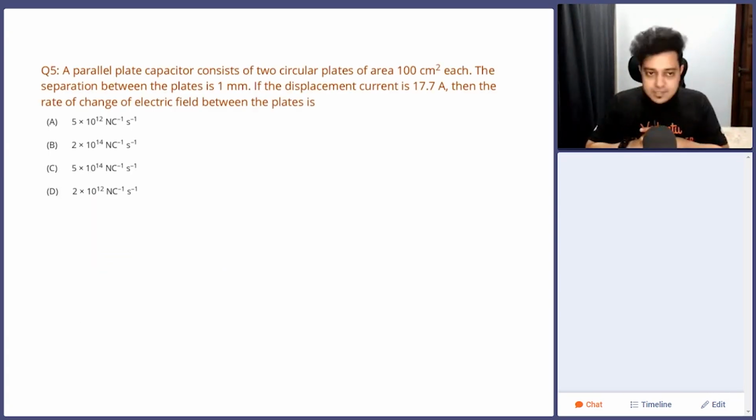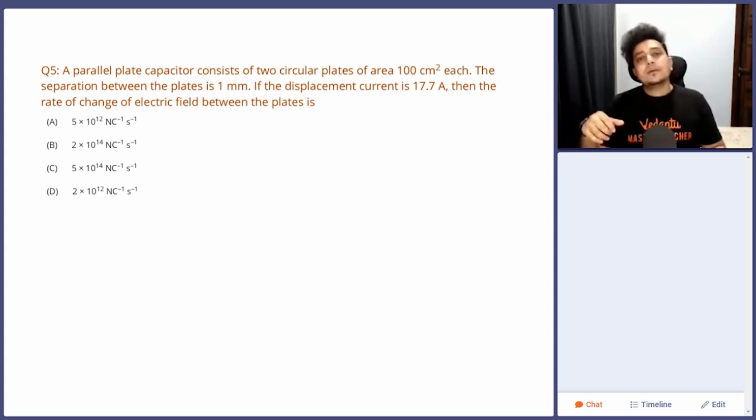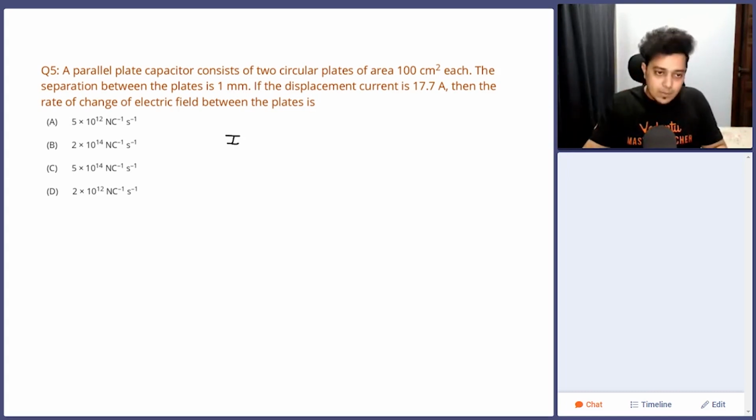A parallel plate capacitor consists of two circular plates of area 100 centimeter square each. The separation between the plates is 1 millimeter. If the displacement current is 17.7 ampere, then find the rate of change of electric field between the plates. So this is a question of EM wave, Maxwell's correction. So we have to recollect the displacement current formula.